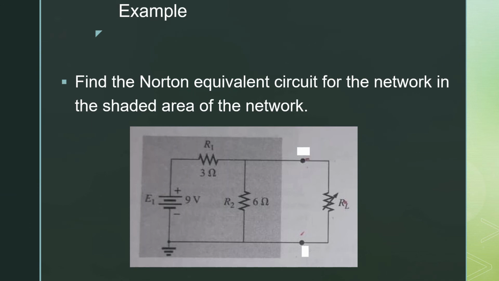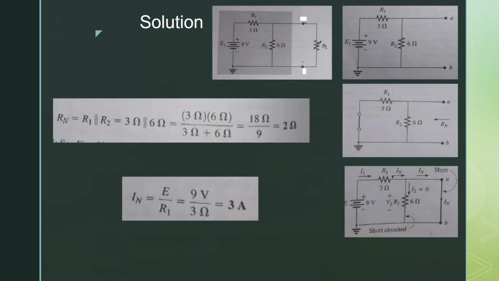Okay, now let us solve an example in order to understand how we can apply Norton theorem to any circuit. In this circuit, we have to find the Norton equivalent circuit for that shaded region. In the first step, we remove that RL from the circuit temporarily and mark those points with A and B.